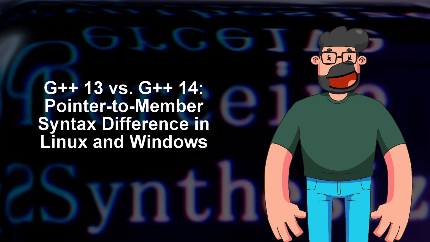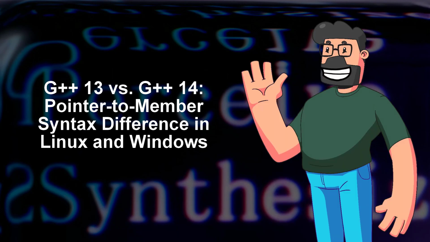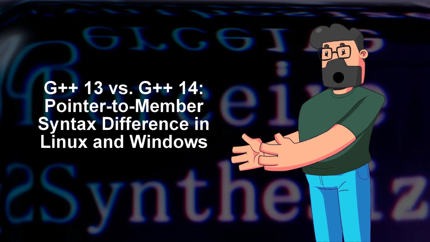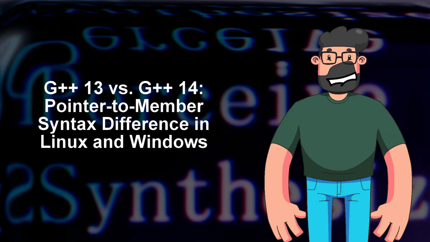Welcome to today's video where we'll be diving into an interesting problem that some developers might encounter while working with C++ and different compiler versions. The problem arises when attempting to compile a piece of code involving member functions and threads, specifically in G++ versions 13 and 14. If you've ever experienced unexpected behavior when compiling your code, this video is for you.